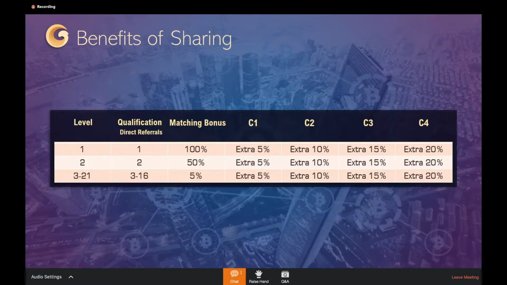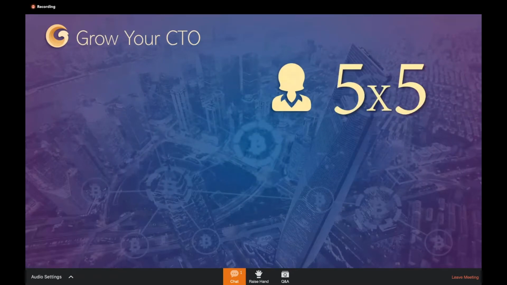And then on level 2, that would be anyone that your friends share this with, you would still get a 50% match. And then there's an opportunity many levels down for you to get a 5% match of their trading gains. I'm going to show you in a much more clear and quick way of how you could monetize this and how it would benefit you almost immediately.